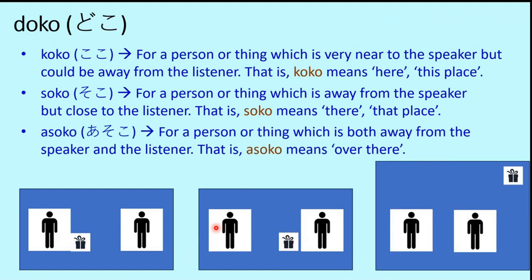And asoko is when the object or the person is far away from both speaker and listener. So here the speaker will point to this object and say asoko, meaning over there. So koko means here or this place, soko means there, that place, and asoko means over there. So asoko is when the person or the thing is at a far away distance from both the speaker and the listener.